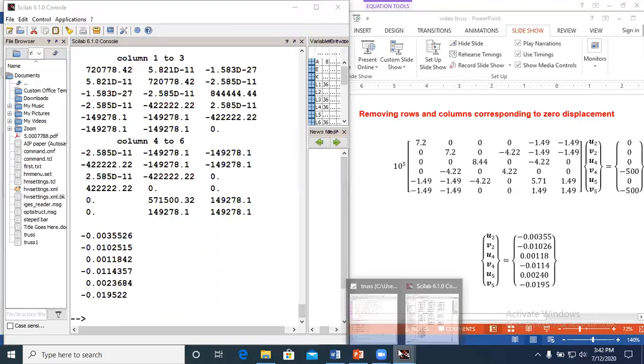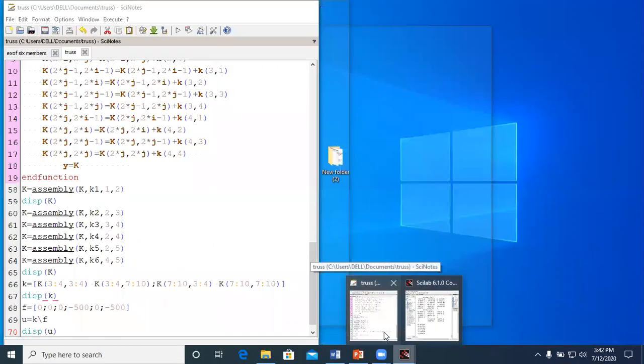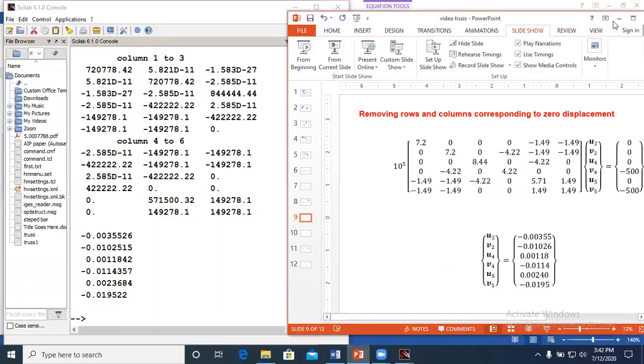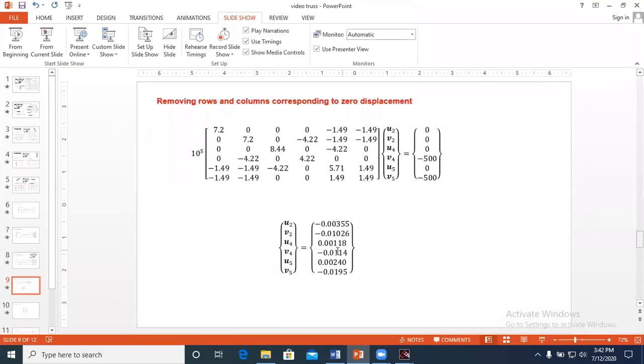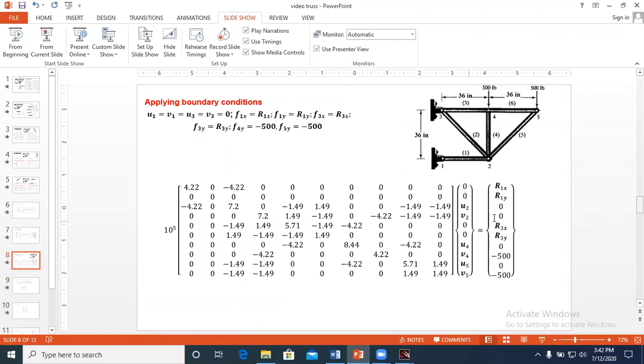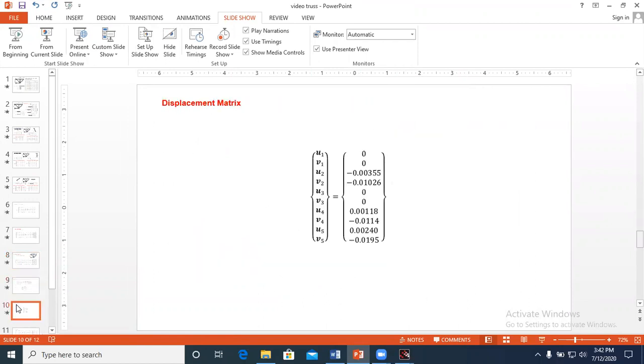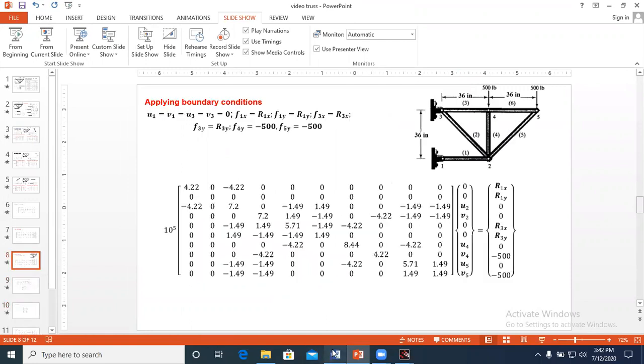Okay. Next one. After calculating the displacement, you have to calculate the support reactions. For support reactions, what you have to do? Again, you put these values of the displacement matrices in this equation. That means you put U2, V2, U3, sorry, U3 is 0, U4, V4, sorry, V3 is 0. You put all these displacements. Now, how will you get here? Directly displacements we have calculated. I will show you here.